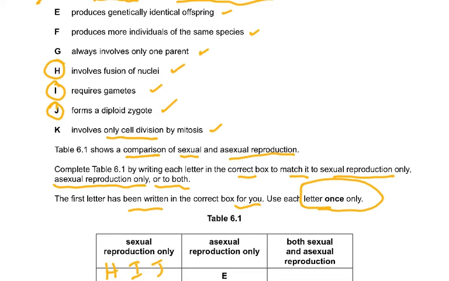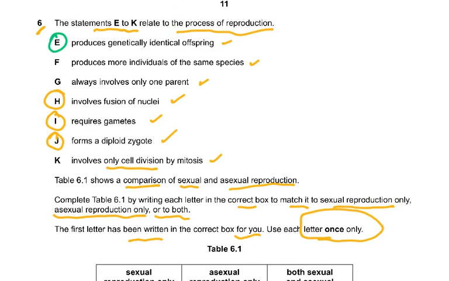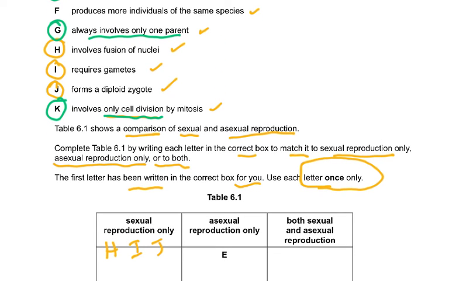Now for asexual reproduction, what will be the answers? E is being written for you, so E is done for you, so we can't write that again. Now for asexual: E, G always involves only one parent, and K involves only cell division. There is no meiosis in asexual reproduction. So asexual reproduction will be E, of course, which is written, so it will be G and K.